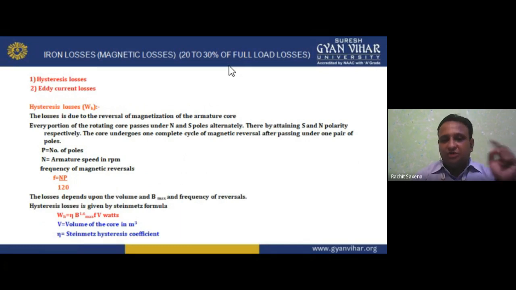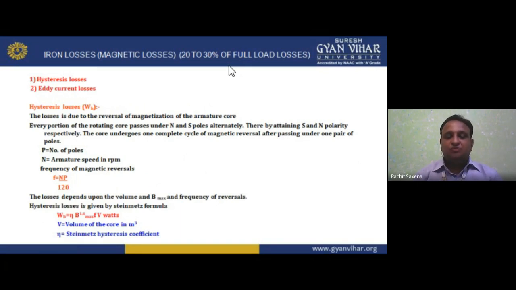So if I am talking about the frequency of magnetic reversal, that is given by NP by 120, where N is the speed and P is the number of poles, and 120 is the basic numerical value. So the losses depend upon the volume of the core and the B max, that is maximum flux density, and the frequency of reversal. Okay.